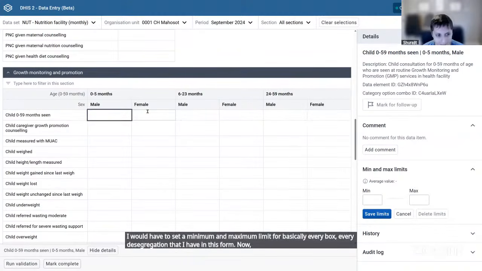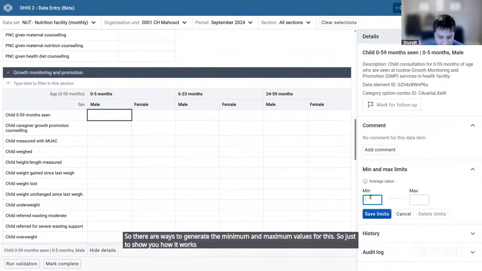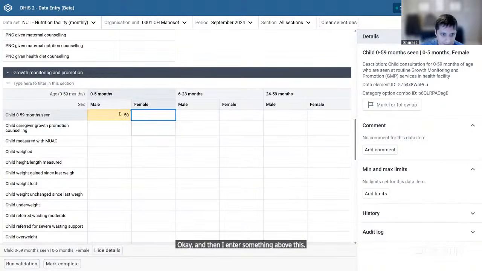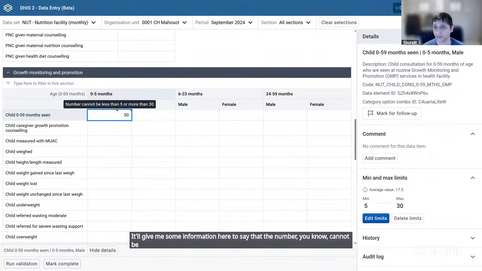Now, that is not practical. So there are ways to generate the minimum and maximum values for this. Just to show you how it works, if I set a minimum and maximum value, save this, and then I enter something above this, it'll give me some information here to say that the number cannot be outside of this range. And that's how this works inside of DHIS2.